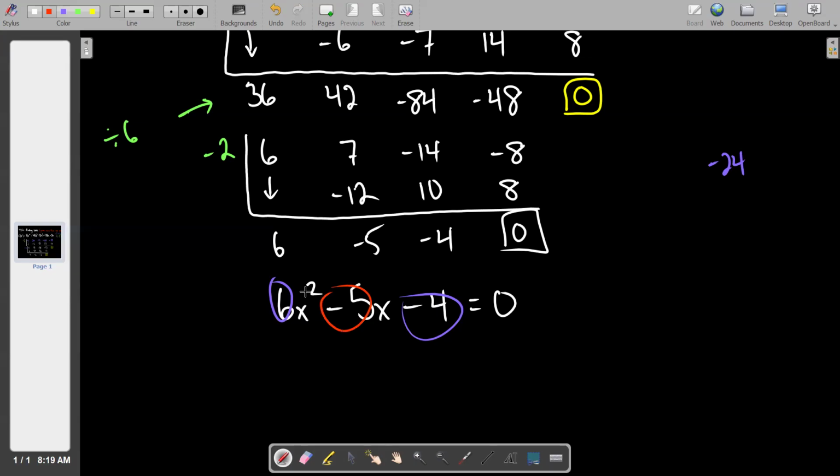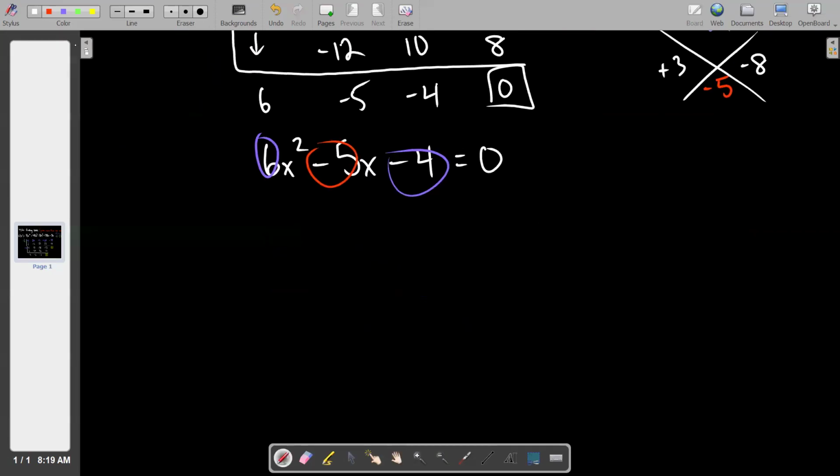So using those numbers, and I'll show you what I mean. Remember, they have to multiply to make negative 24 and add to make negative 5. And I mean, by this point, you'd already be rocking through the quadratic formula, so whatever. But the numbers that multiply to make the top and add to make the bottom are positive 3 and negative 8. Do we all agree with that? So what we're going to do is take the term in the middle and break it up in half. So we're going to write this as 6x squared plus 3x minus 8x minus 4, like this.